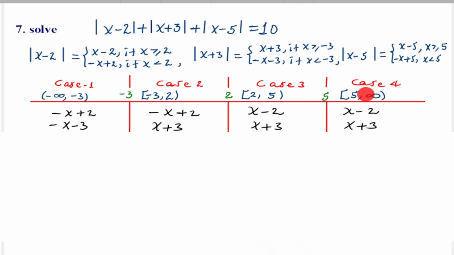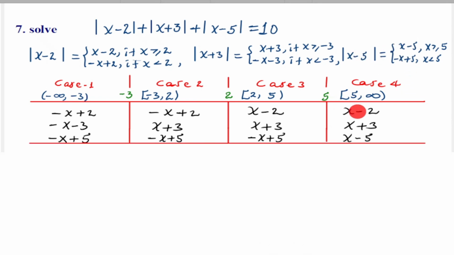When x is greater than or equal to 5, the output is x minus 5, so we write here x minus 5. When x is less than 5, so for these 3 cases, x is less than 5, so we write this output minus x plus 5 here. Minus x plus 5, minus x plus 5, minus x plus 5. Here plus plus. Simply add vertically and make it equal to 10.